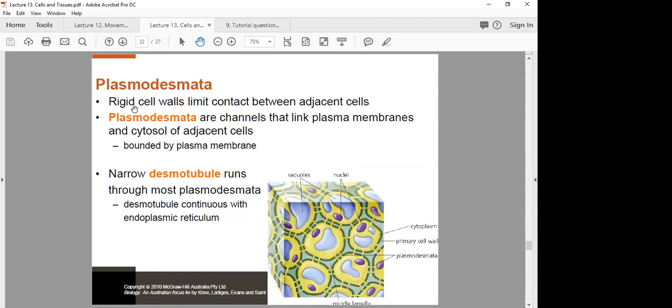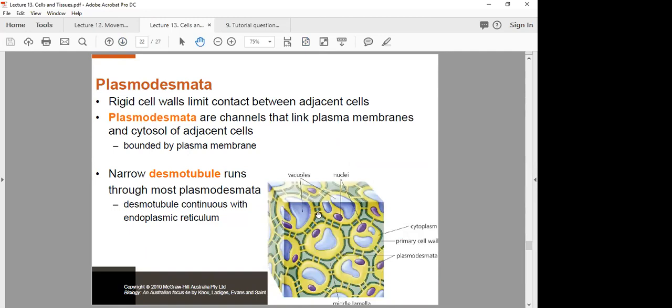Okay, so because plant cells have rigid cell walls, this limits contact between the adjacent cells. But plant cells are in contact with each other, well, most of them are anyway, and that contact is facilitated by the presence of plasmodesmata. So let's look at them here.